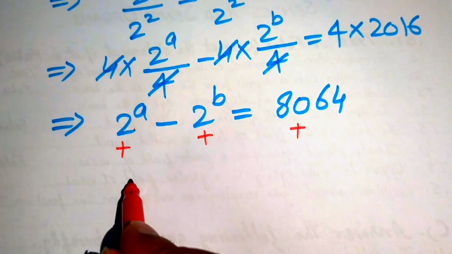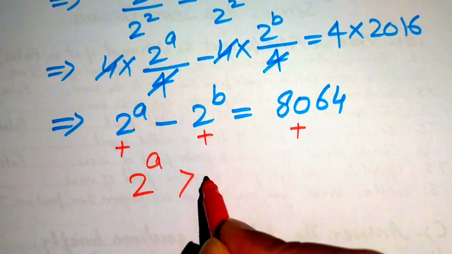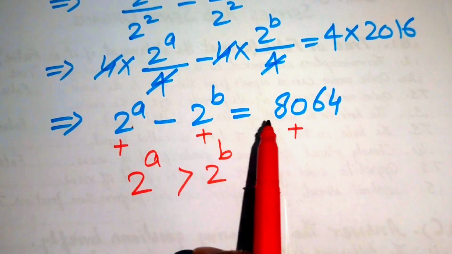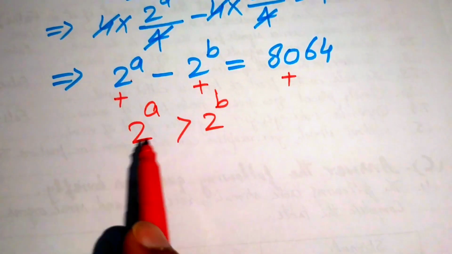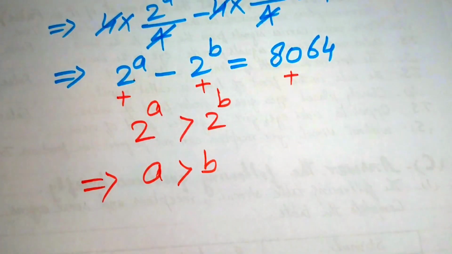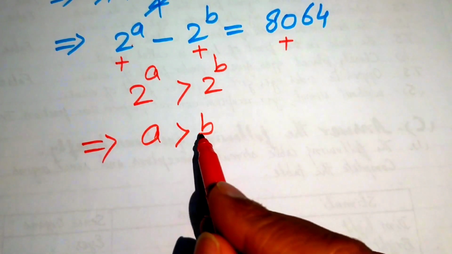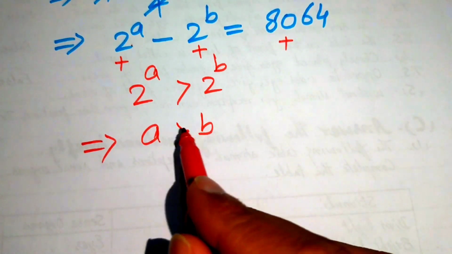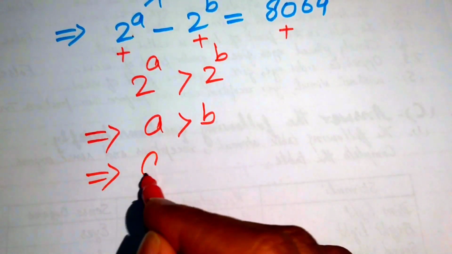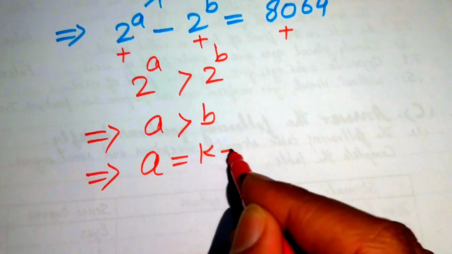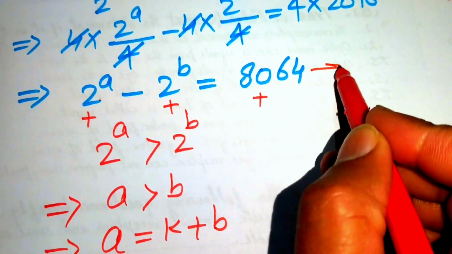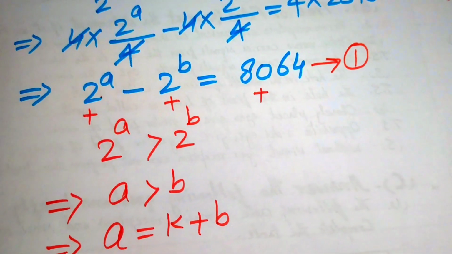So here it means that 2 to the power of a must be greater than 2 to the power of b, so that we get the positive value. And now you compare both of the sides, and you see that a is greater than b. And now when we add any number on the right hand side, then our inequality becomes an equality, and we write it as a equals k plus b. So here we name this as equation number 1.